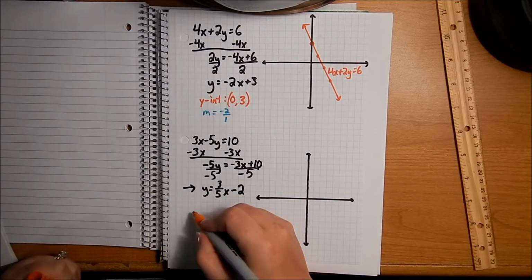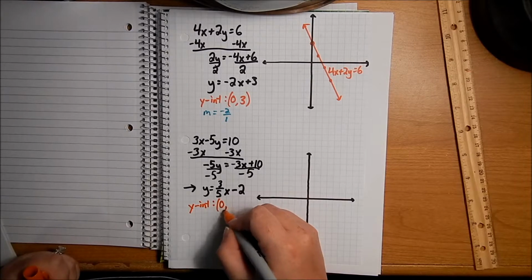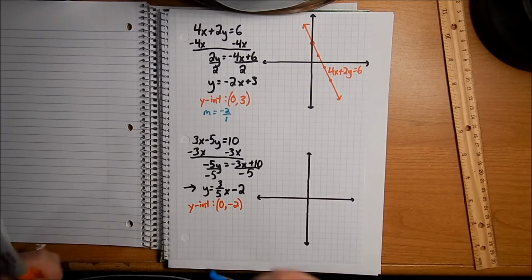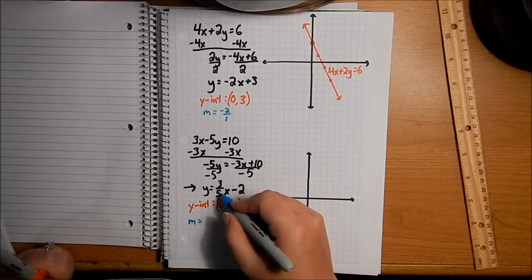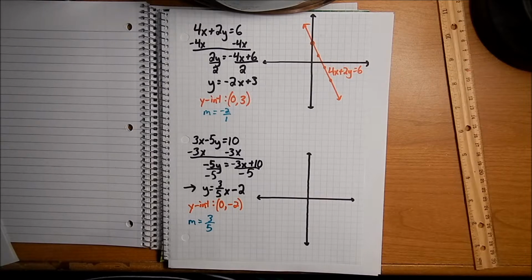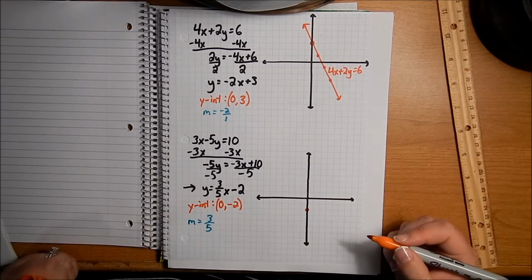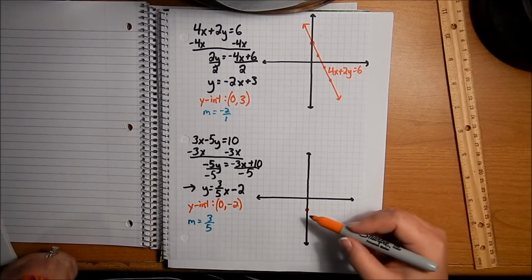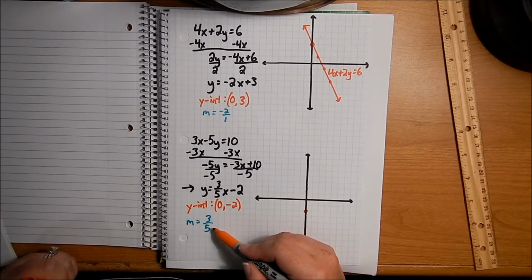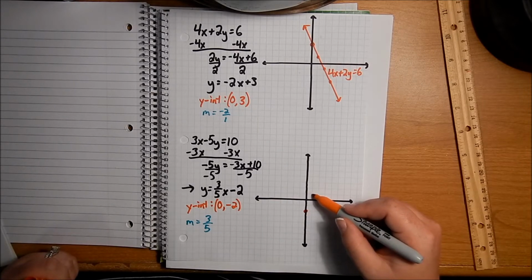So we'll start with our y-intercept, which is always 0, comma. In this case, it's a negative 2. And then our slope, already in fraction form, is 3/5. So we'll start at 0, negative 2, which is here. And then from that point, I follow my slope. That slope indicates for me to go up 3 units and to the right 5 units. So I'll go up 3 and then over 5.